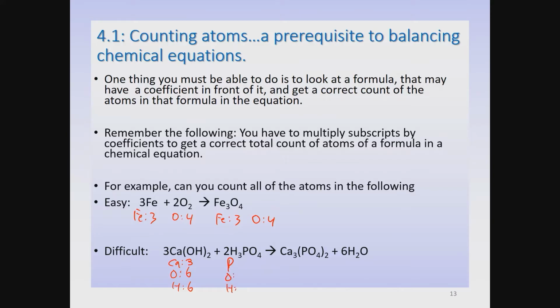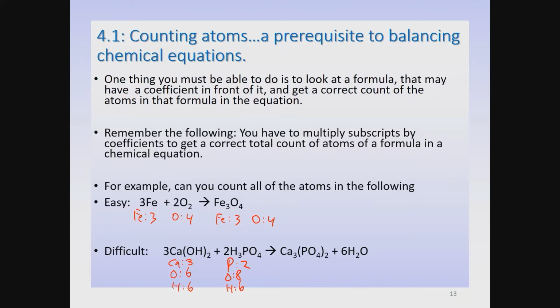Let's count these atoms total. So 1 phosphorus in 1 molecule of phosphoric acid, taken twice because the coefficient is 2. So we have 2 phosphorus atoms here. How many oxygens? It looks like 4 oxygens times coefficient 2 is 8. How many hydrogens? 3 hydrogens in the subscript of the formula times 2 is 6.